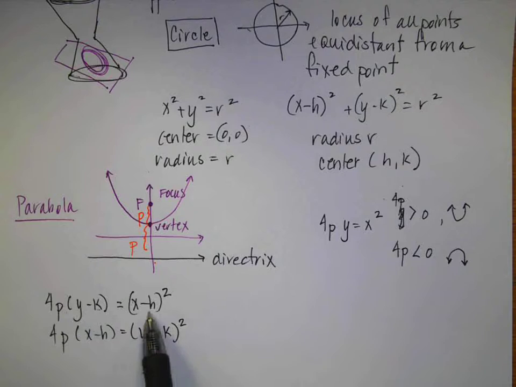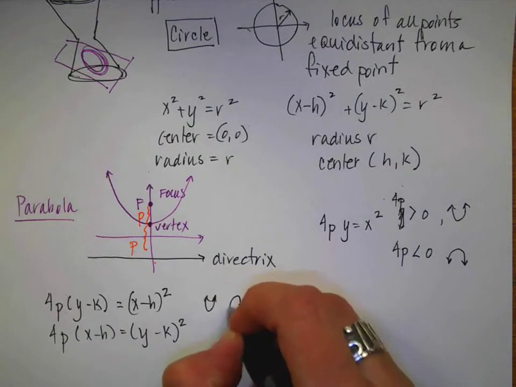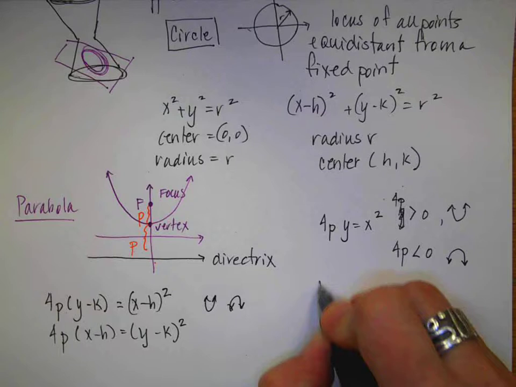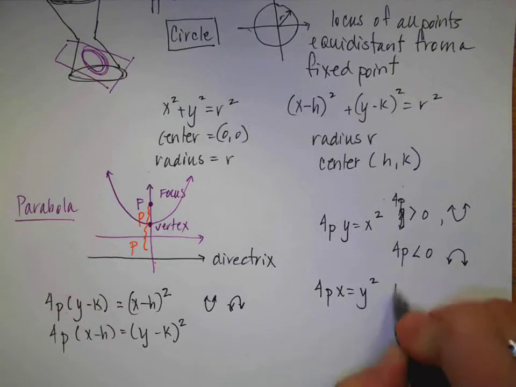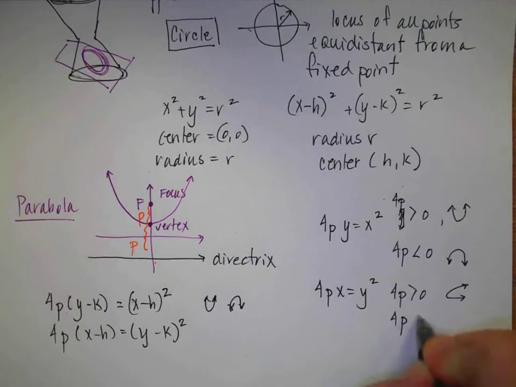So again, in this particular parabola, it's either going up or down. Those are your choices. Depending on the sign of 4p, this is basically x is equal to y squared, so we could write that over here. 4px is y squared. If the 4p is positive, then it opens to the right. If the 4p is negative, then it's going to open to the left.